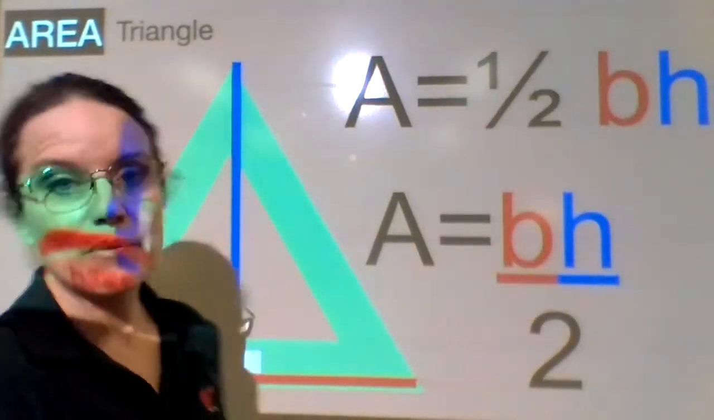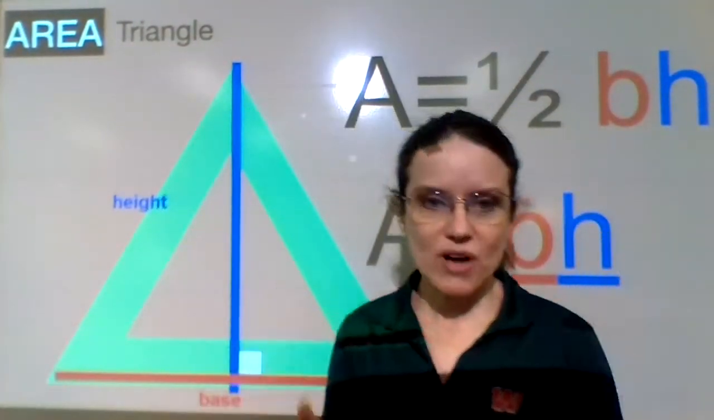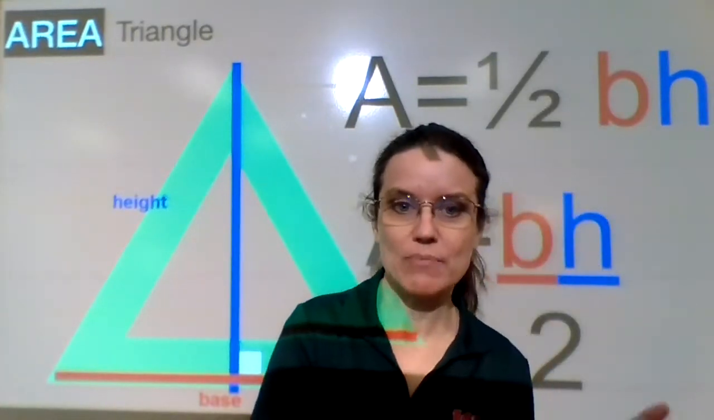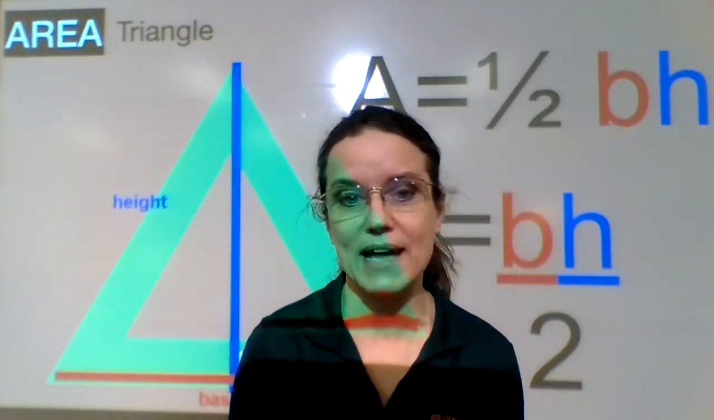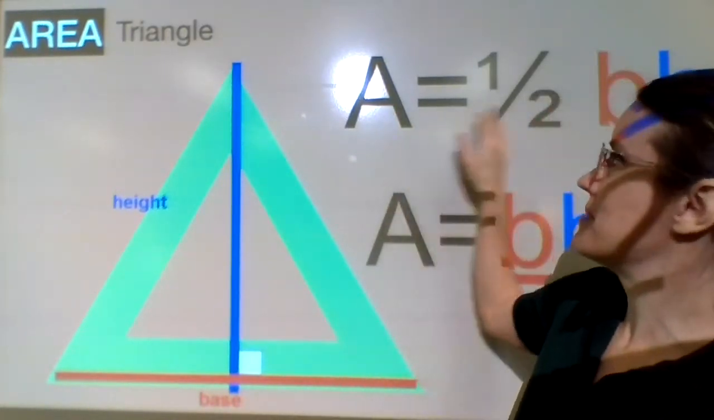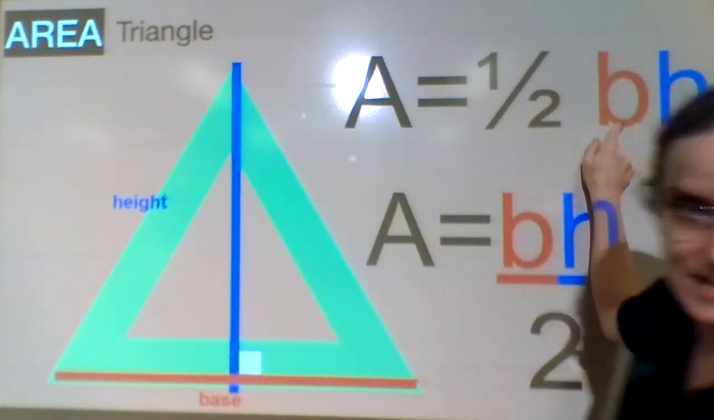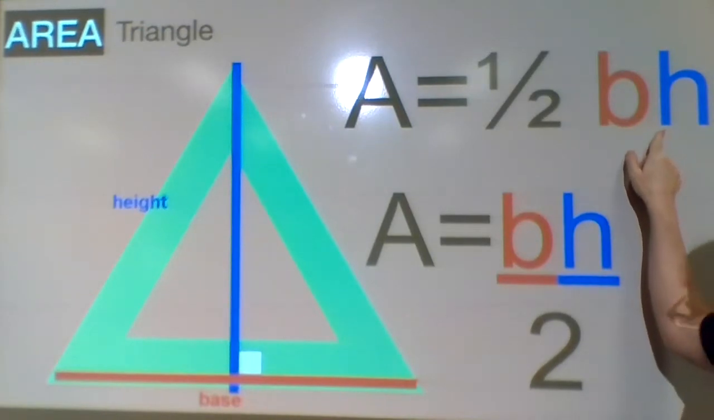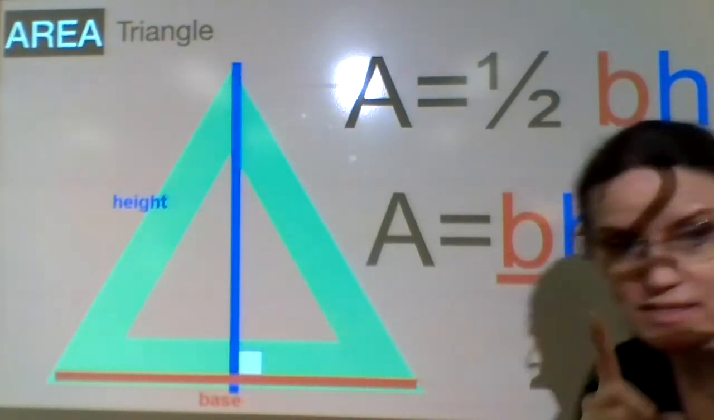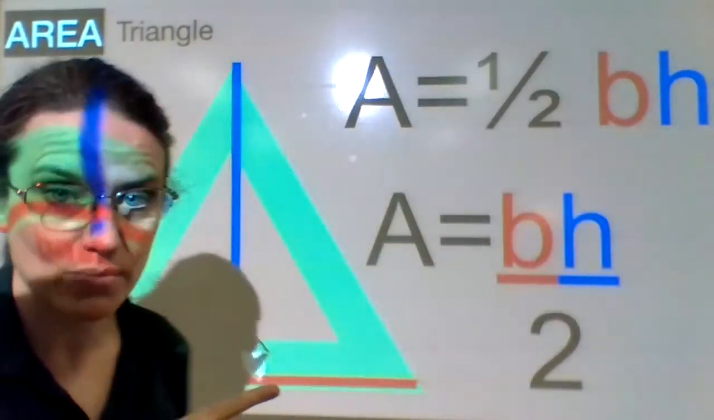There we go. So now we're going to get into triangles. Well, a triangle is just half of a parallelogram or a rectangle if you were to cut it along the diagonal. And so the formula for the area of a triangle is just going to be half of the base times the height. Another way to write that is base times height divided by 2. They're the same thing. It's just a different way of writing it.